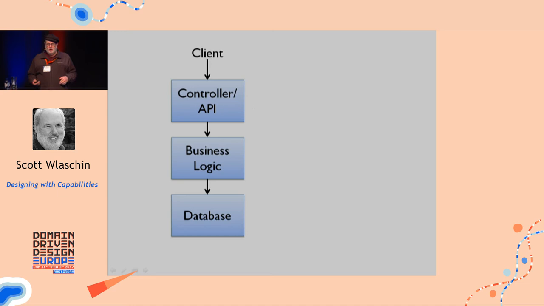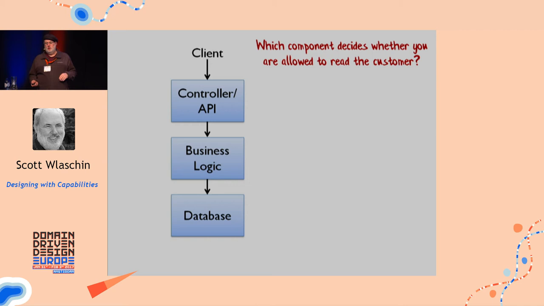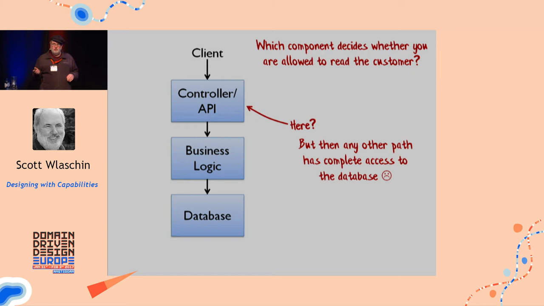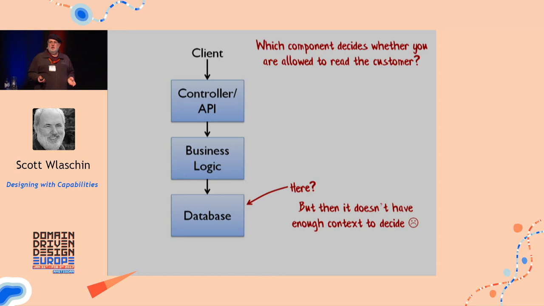So somebody has to decide, am I allowed to read the customer from the database? Who decides that? Well, if you put the logic in the controller, that means that other paths can bypass that controller, and you might be able to get complete access to the database. So that's quite dangerous. On the other hand, if you put the logic in the database, it doesn't have any context. It might not know who the user is. It might not have any information about the context within which this call is being made.